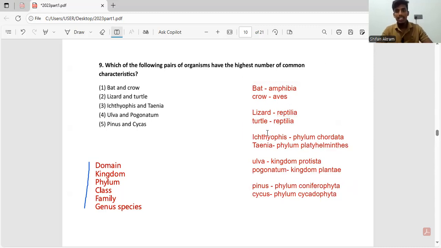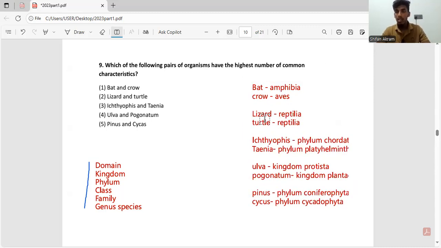So lizard and turtle is the correct answer because they belong to the same class. Organisms that are present in the same class have the highest number of common characteristics. So the correct answer is the second one.